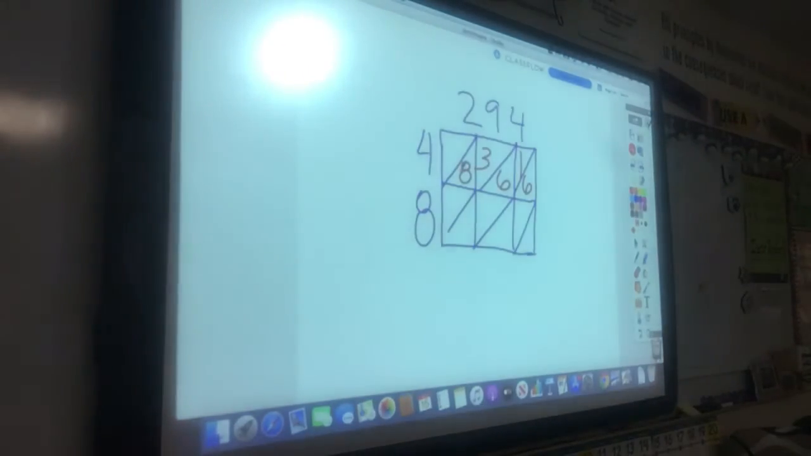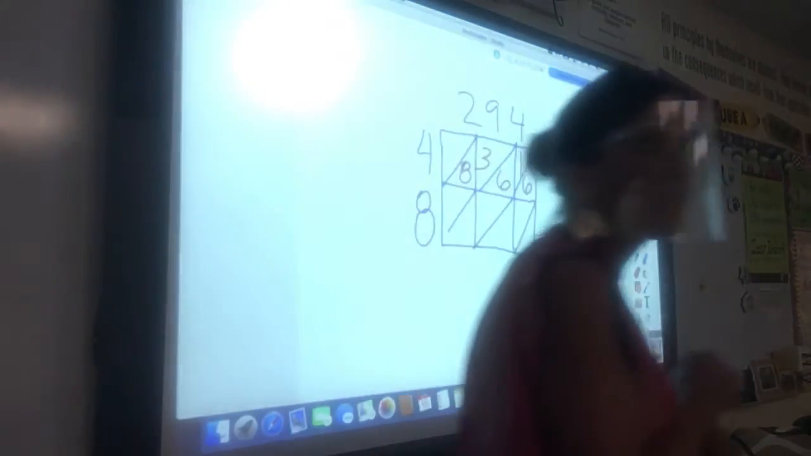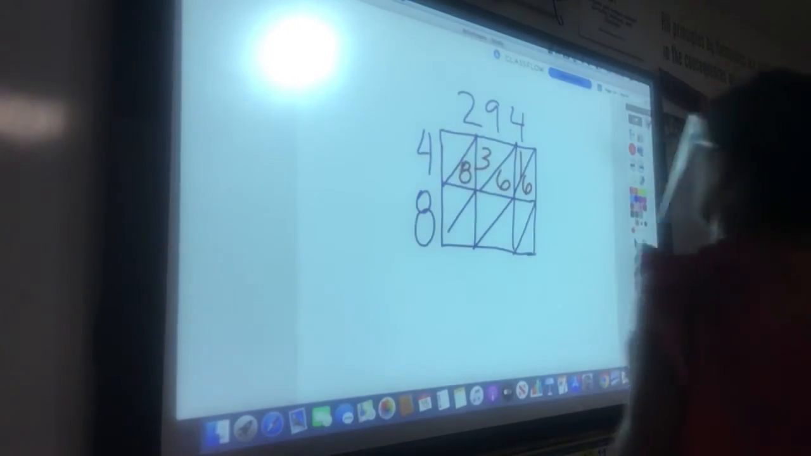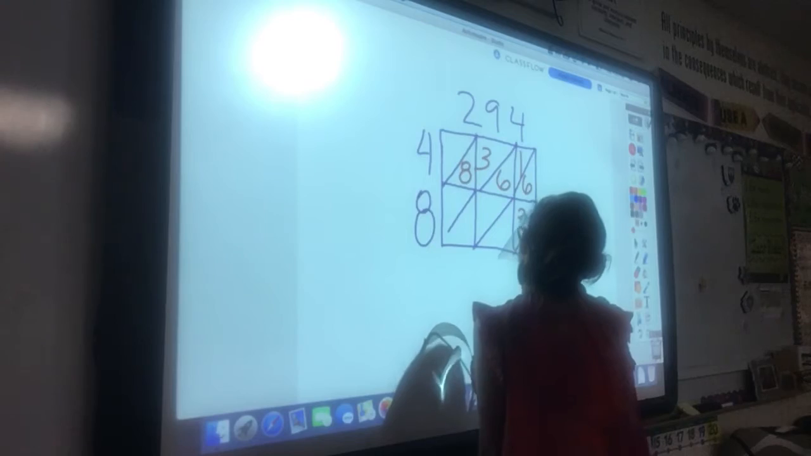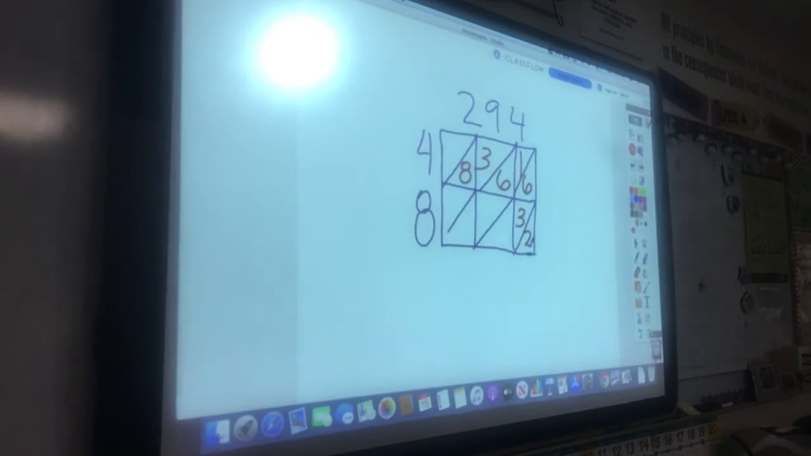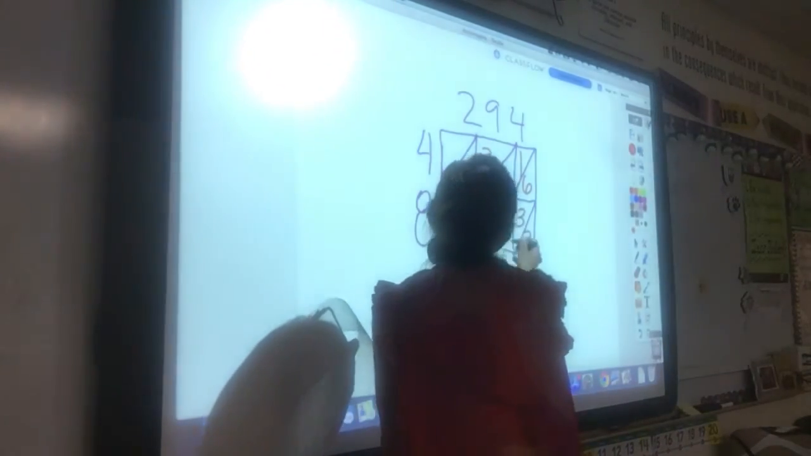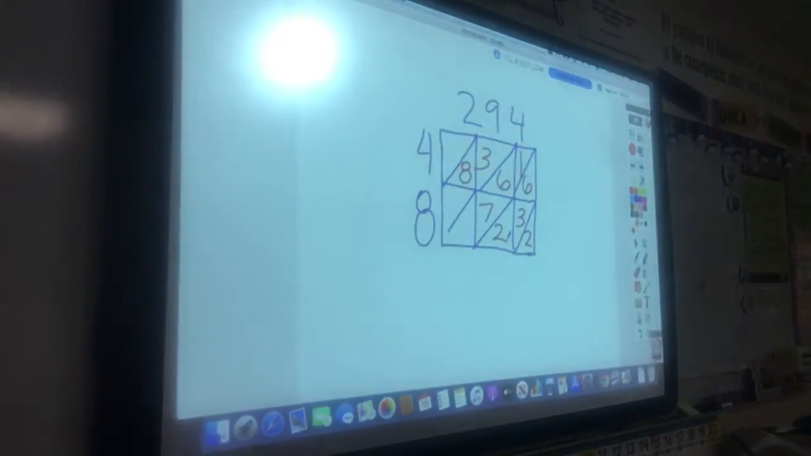Now we have the bottom corner, 8 times 4. Caroline? 32, so we're going to have a 3 and a 2. And then we have 9 times 8 in the middle. 9 times 8, Alexa? 72. And then finally we have an 8 times 2. And this is called the lattice method, by the way. L-A-T-T-I-C-E, the lattice method. So 8 times 2, Mason? 16.